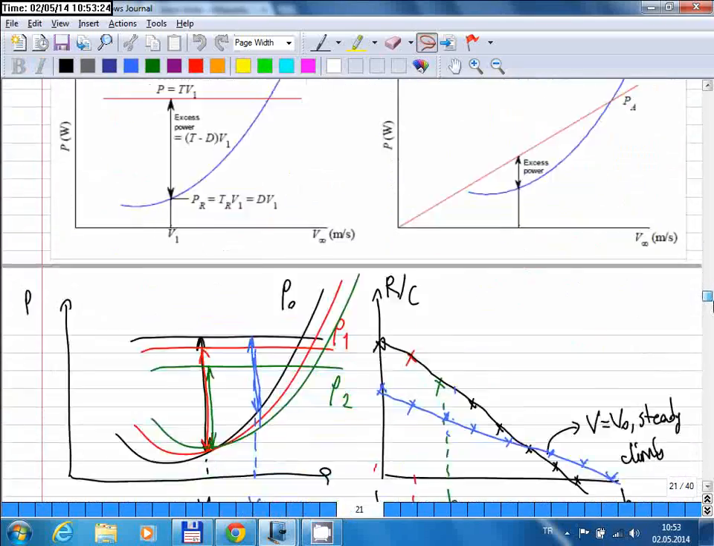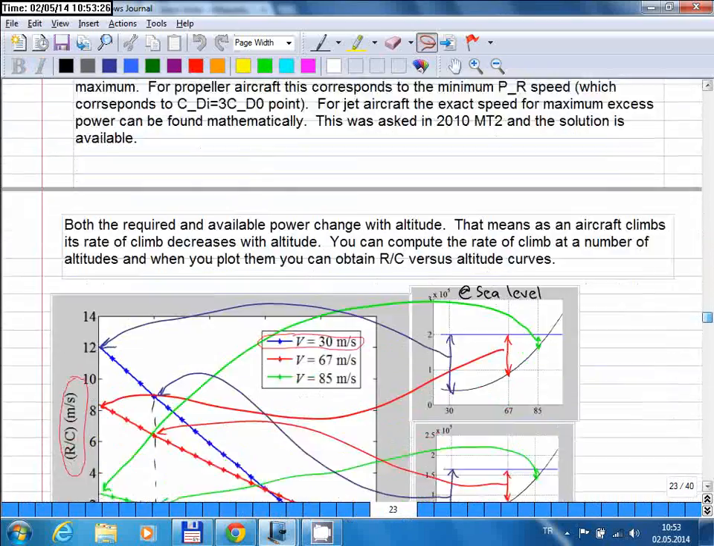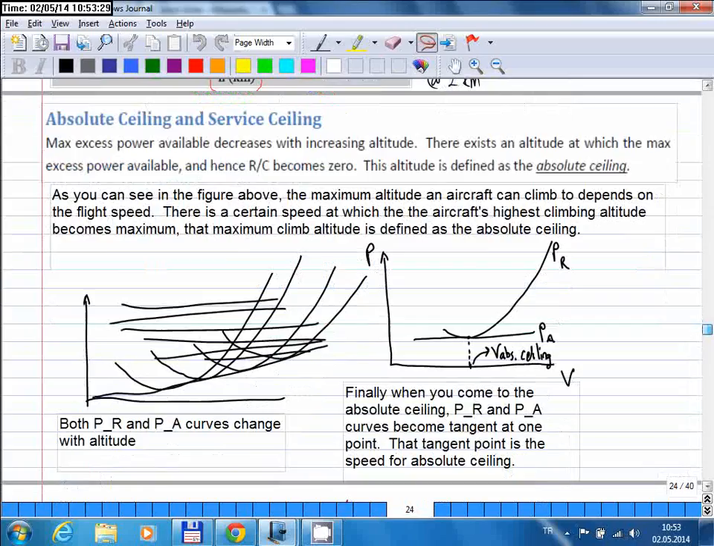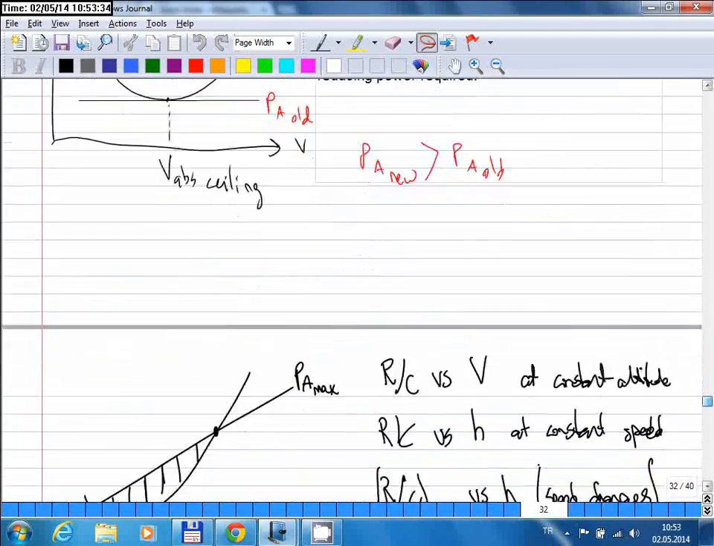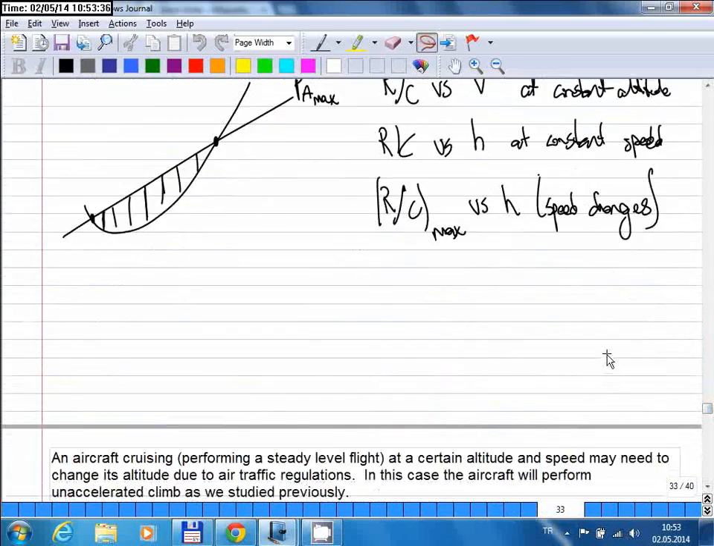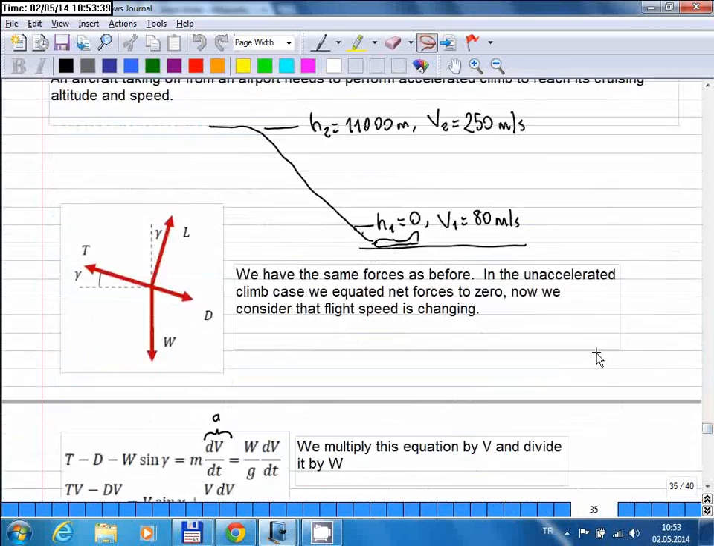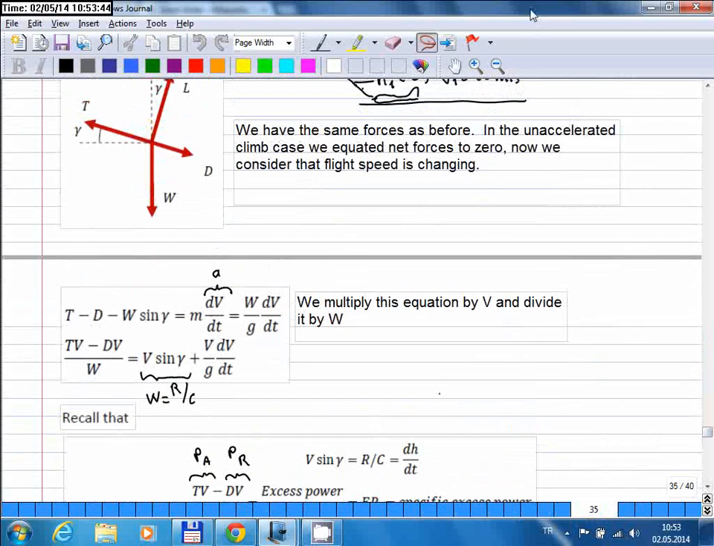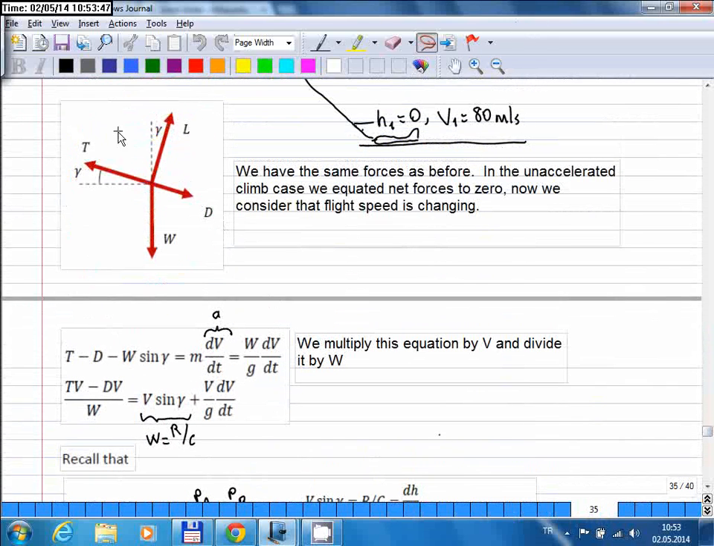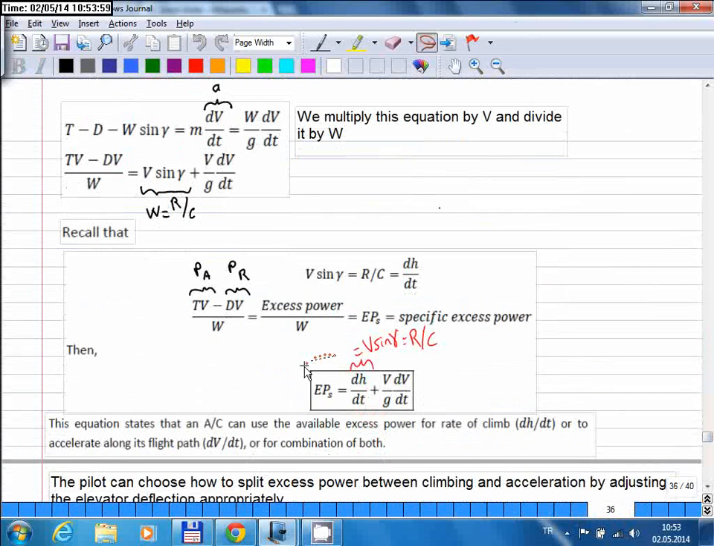And then we started a more general case where the speed doesn't have to be constant. So we just use the same force diagram. The forces are exactly the same as before. The only difference is instead of equating the sum of forces in this direction to 0, we equate it to mass times acceleration. And from here, we obtain this relation.